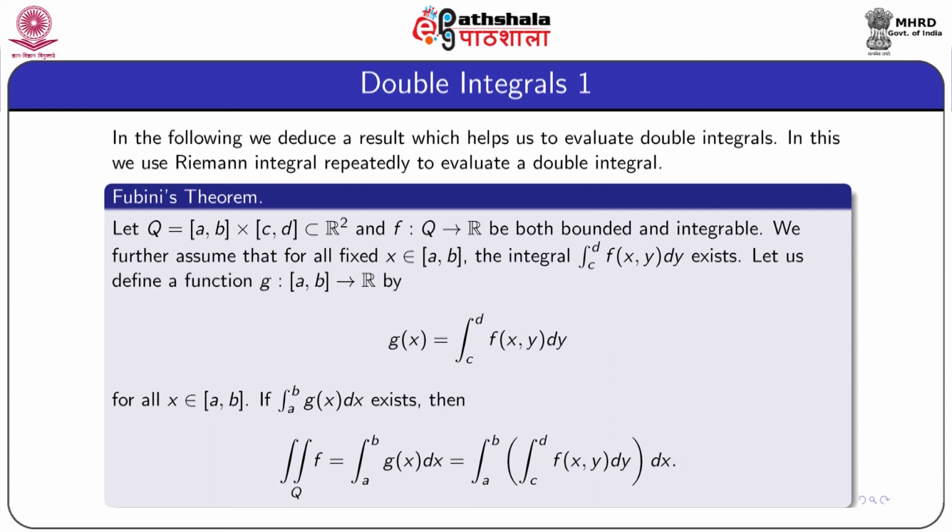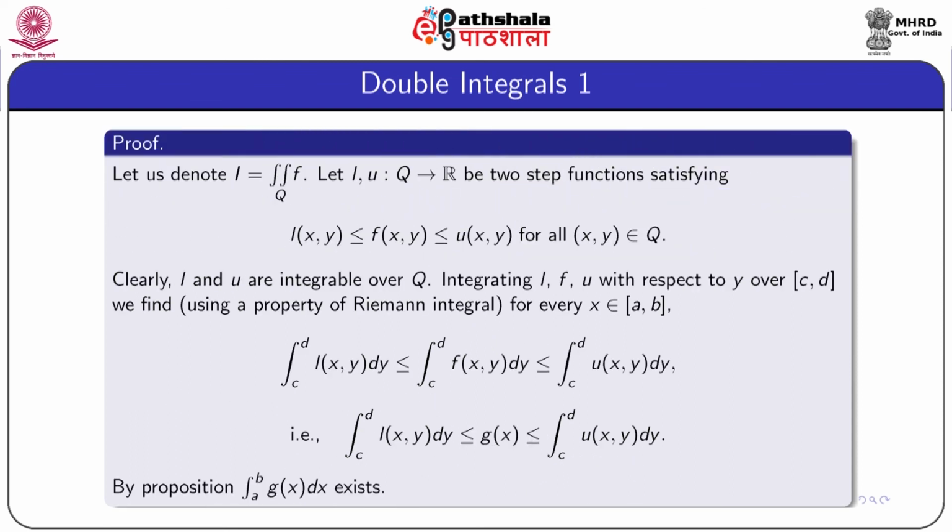We further assume that for all fixed x in [a,b], the integral from c to d of f(x,y) dy, this is the Riemann integral, exists. Let us define a function g from [a,b] to R by g(x) equal to the integral from c to d of f(x,y) dy for every x. If the integral from a to b of g(x) dx exists, then the integral over Q of f equals the integral from a to b of g(x) dx, which equals the integral from a to b of the integral from c to d of f(x,y) dy dx.